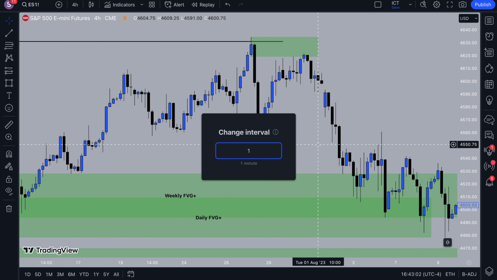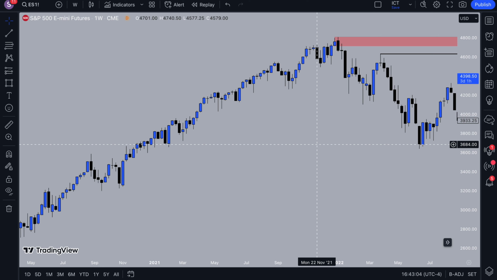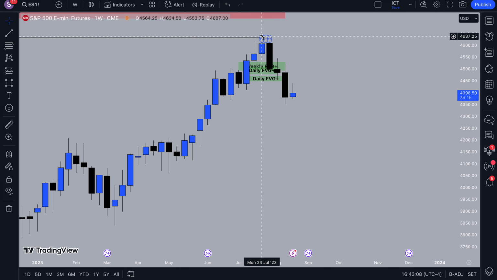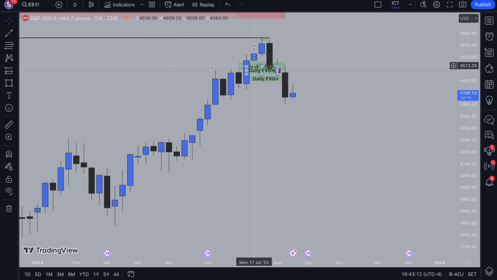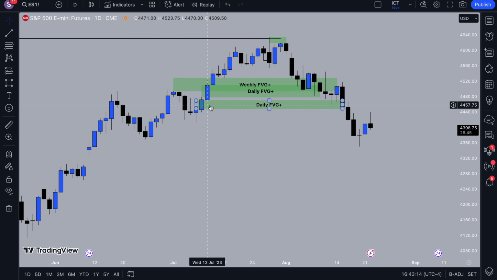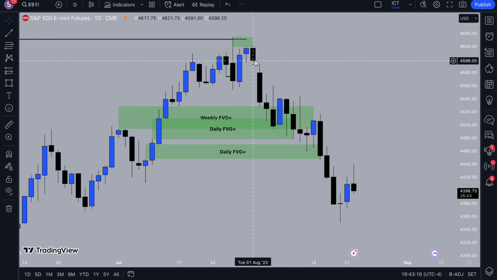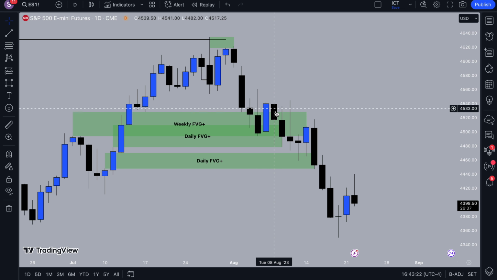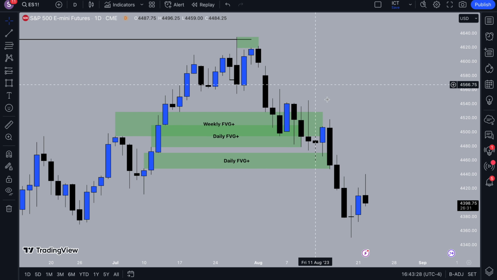My daily bias mainly came from, or just my bias in general, not daily bias, but just my bias in general, came from the fact that when we were up here, my next draw on price was this weekly FVG, and then going down to the daily, there were more fair value gaps that price would likely be drawn to, and as you can see, it played out perfectly. Price was drawn straight to it, little reaction, straight to it, little reaction, and price just pushed through. So my bias was right.